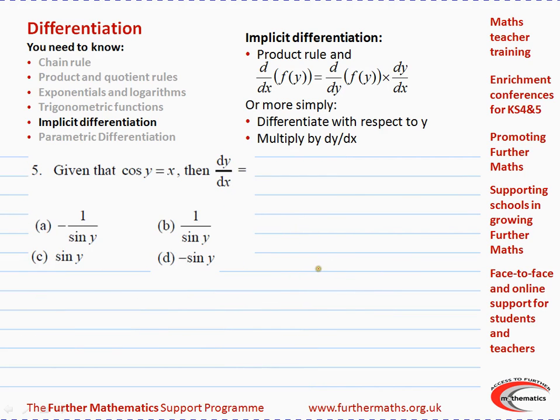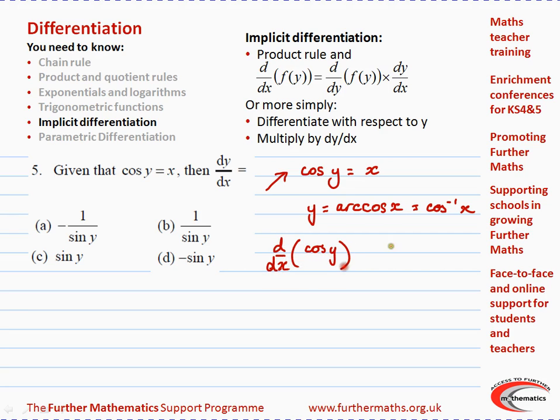Okay, so now we're going to do a little bit of trig differentiation here. We've got cos y, can't resist saying cosy, equals x. We're going to find dy by dx. Now we could rearrange this and make y equal arc cos x, or inverse cos x, if that's the notation that you're used to. But the derivatives of inverse cosine of x are fiddly to do. It's much easier to stay with the implicit version, so let's differentiate both sides of that equation with respect to x. d by dx of cos y is d by dx of x.